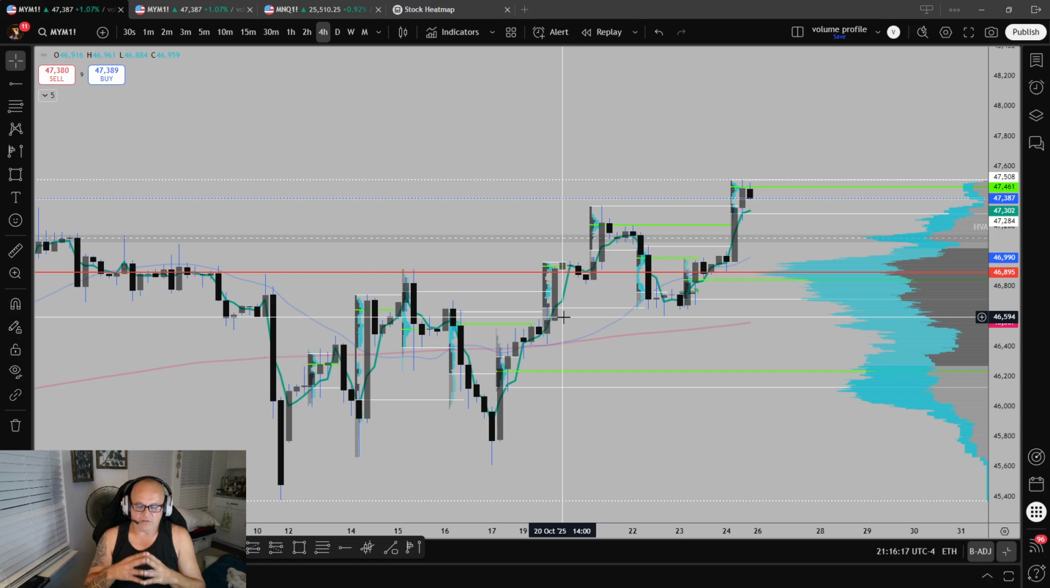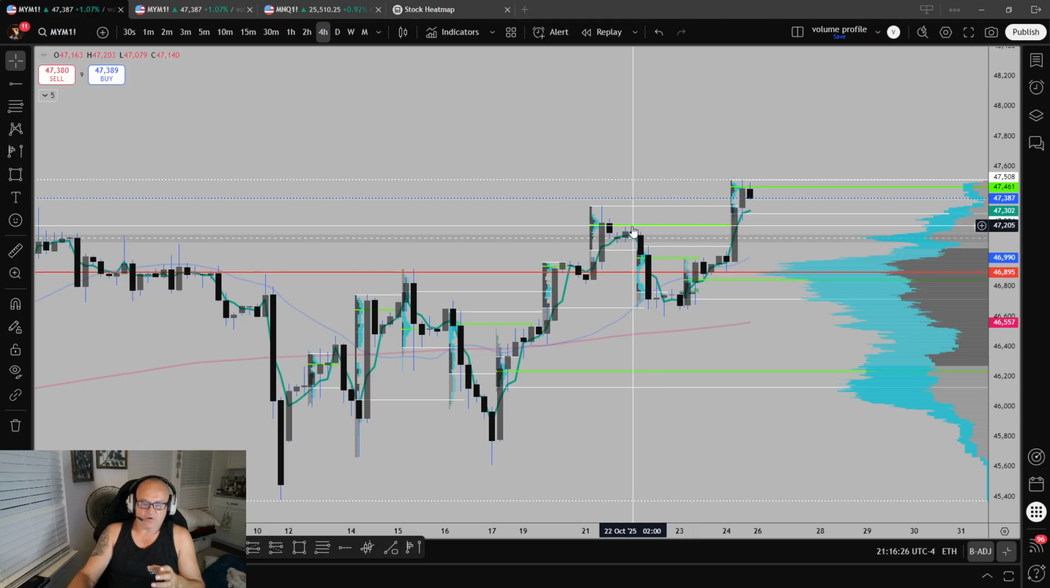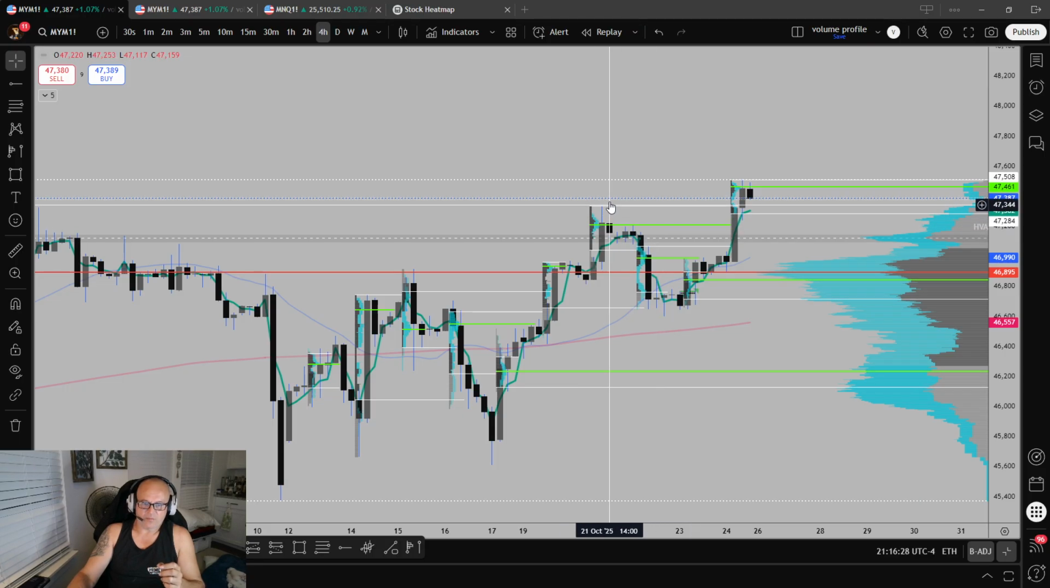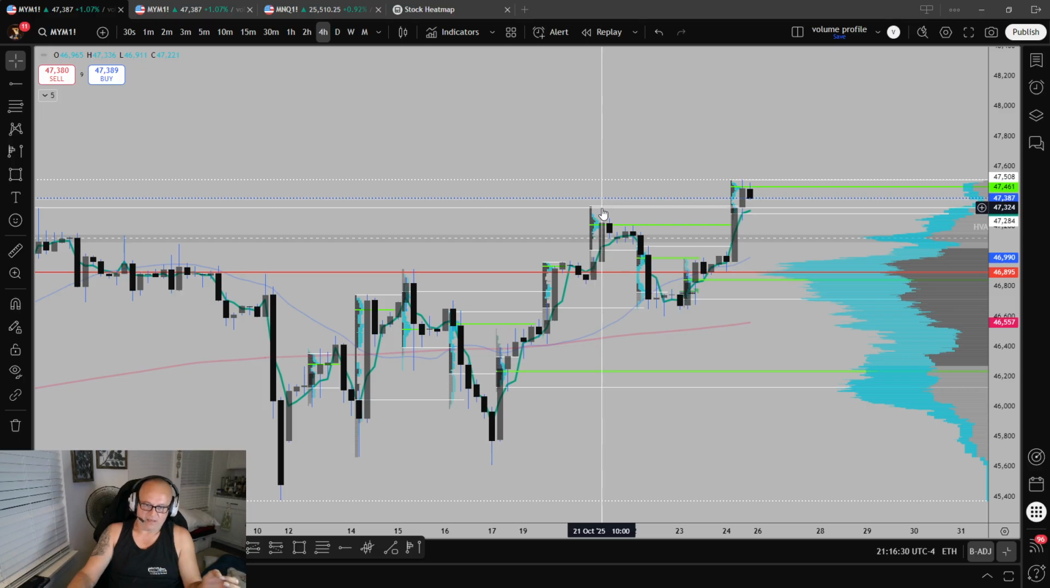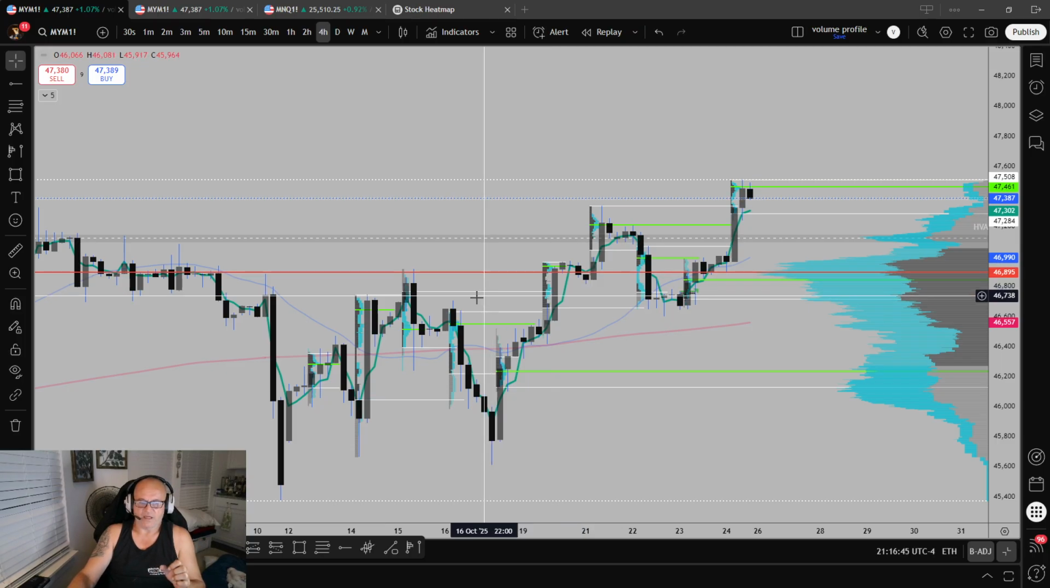Now, you'll see in both of these manipulation moves that we have a swing high where the down push starts. But then when we come back up, I'm not looking for it to break that high. I'm looking for it to break a previous high from the manipulation move, which we did here. And in this manipulation move, we went up and took this previous swing high. So that's what I look for in a manipulation move.